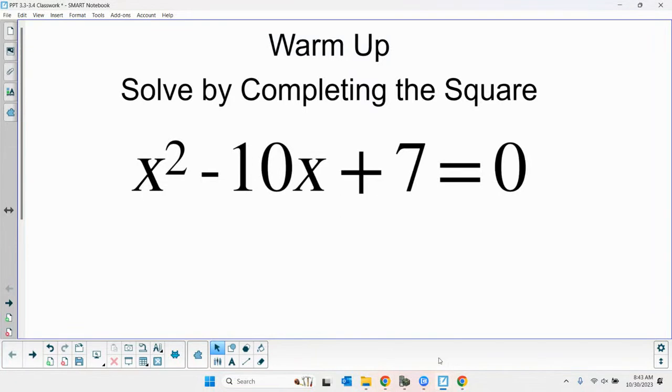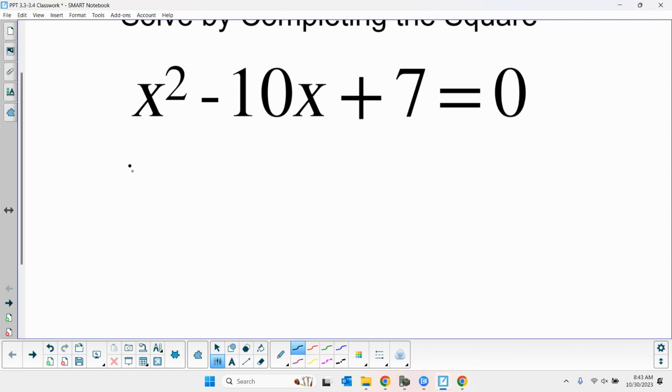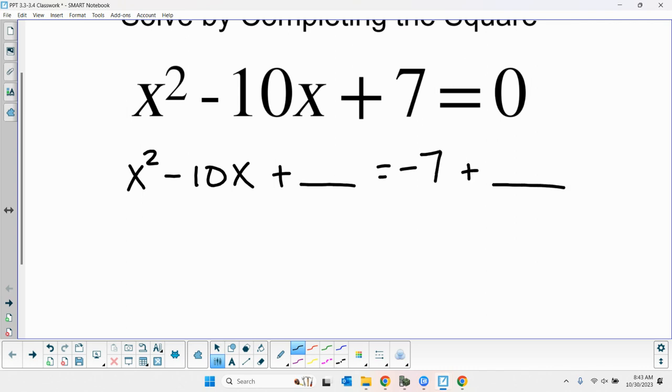All right, so I asked you to solve this one. This is what we did Thursday night, okay? And the way we did these is to move that C to the other side. And when I move 7 over, I have to subtract it. That's why it's -7 on the other side.